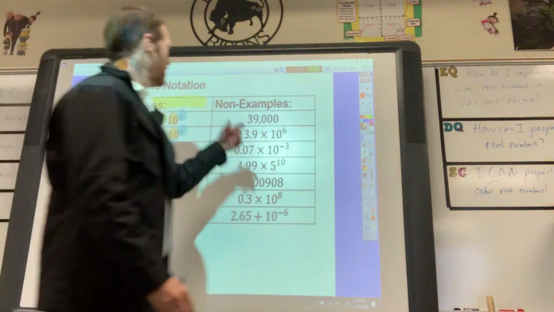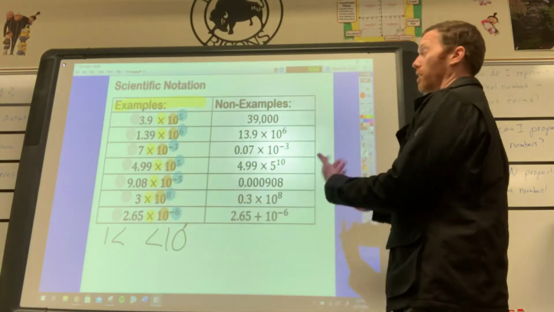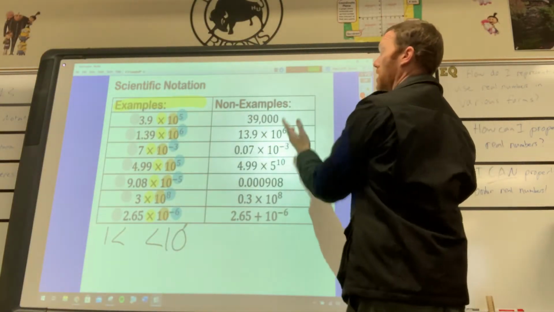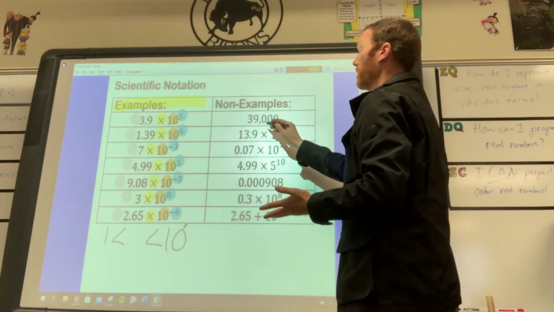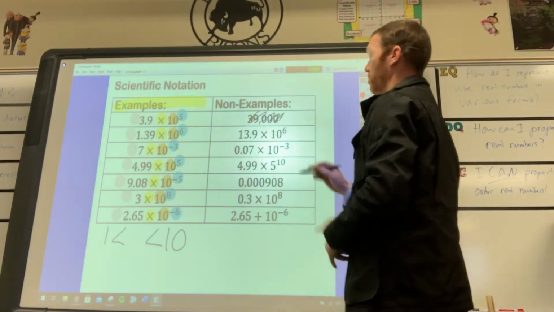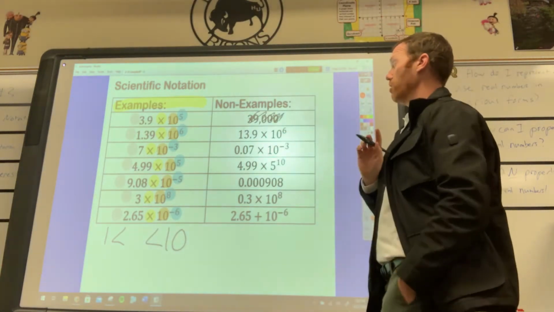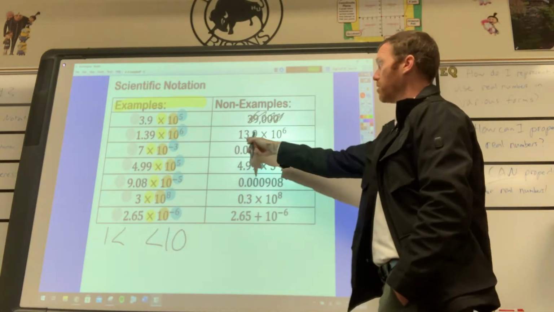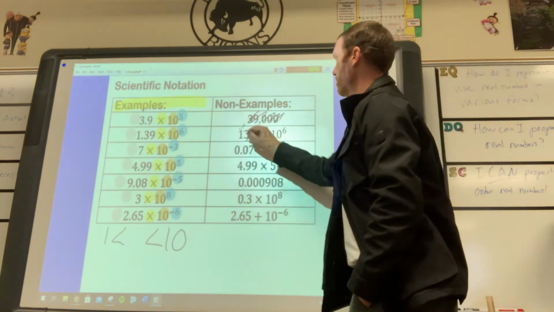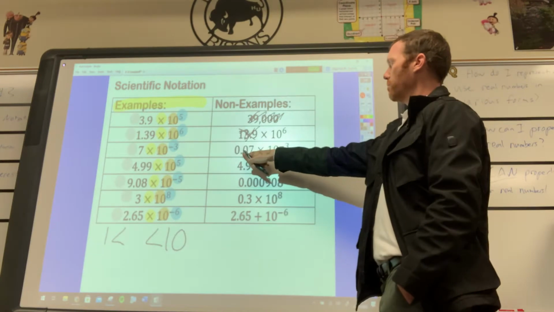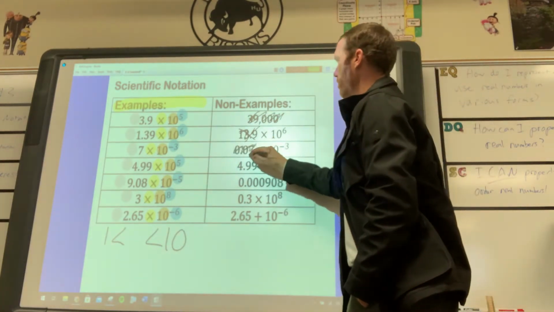So then if we look at the non-example category, we just try to figure out, well, what makes this not work? And on this one, there's just a gob of things, like it's nowhere even close to the example column. This one, there's only one thing wrong with it. It's the fact that it's a 13.9, and we're only looking for numbers between 1 and 10. So that messes this one up. This number is too small. It's got to be between 1 and 10.